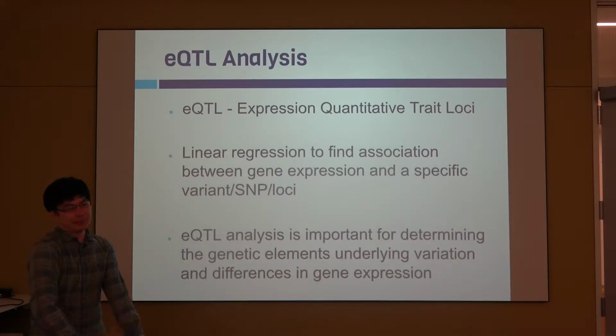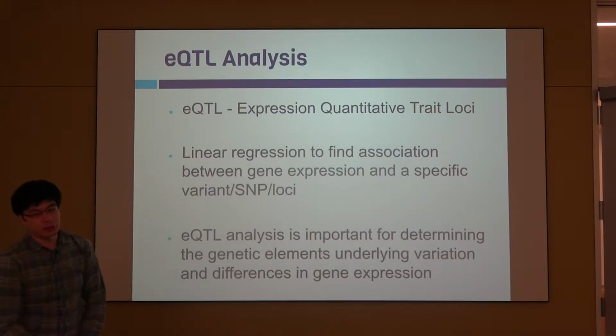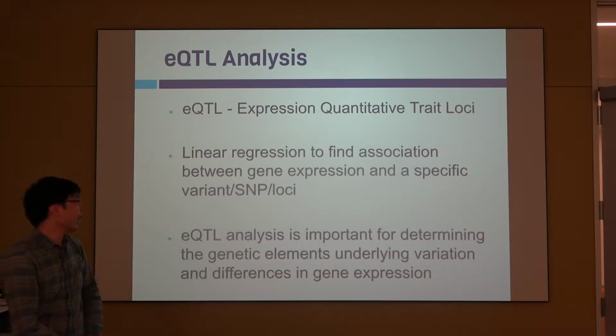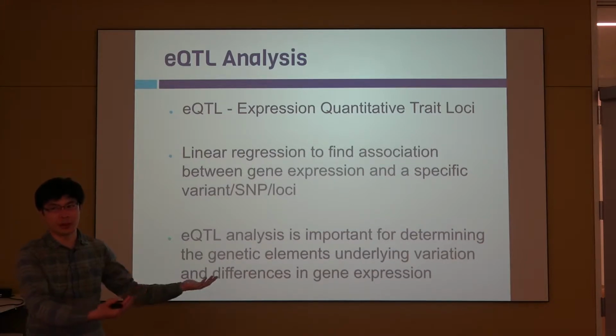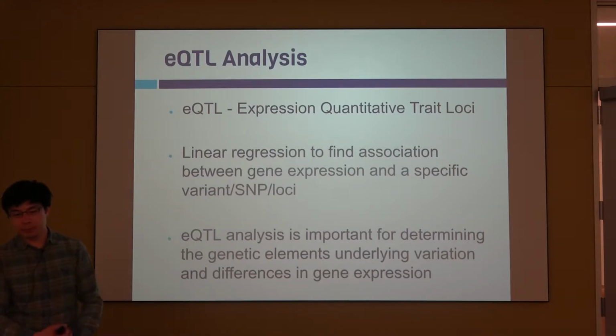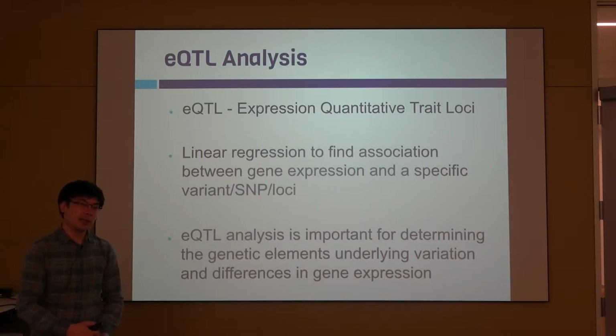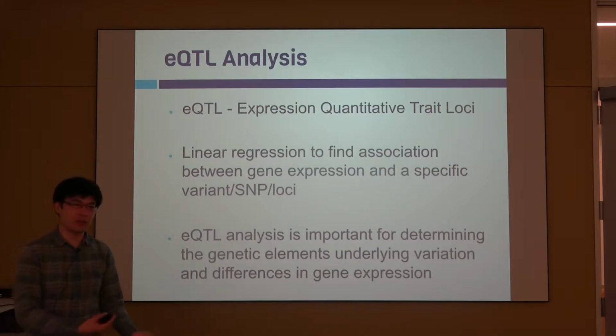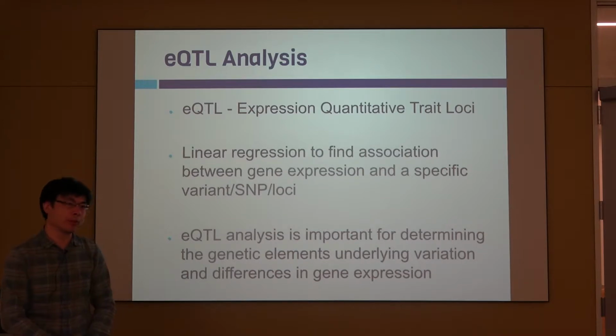All right, so first, we have to explain what the acronym EQTL stands for, which is Expression Quantitative Trait Loci. And I know that's complicated, so we're going to try to unpack that. But essentially what we're trying to do is use linear regression, which is explained in another video, to find the association between gene expression, hence the expression in EQTL, and a specific variant, SNP, or loci, hence the quantitative trait loci. And the real purpose of EQTL analysis is to look at the underlying genetic elements that explain the variation and differences in gene expression between individuals of a population.